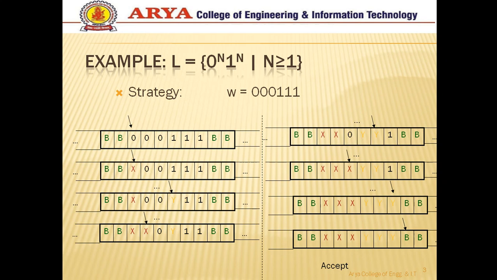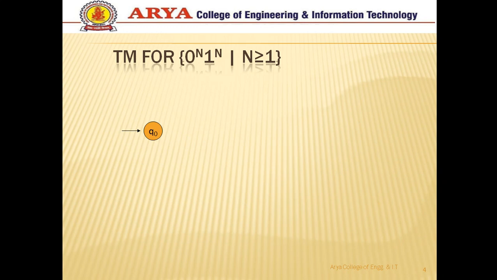This is the designing of the Turing machine. We can also see the diagram for this, the Turing machine for 0 power n, 1 power n, where n is greater than or equal to 1. We can make the diagram for this. In this diagram, as we already discussed, we can represent it by the diagram.